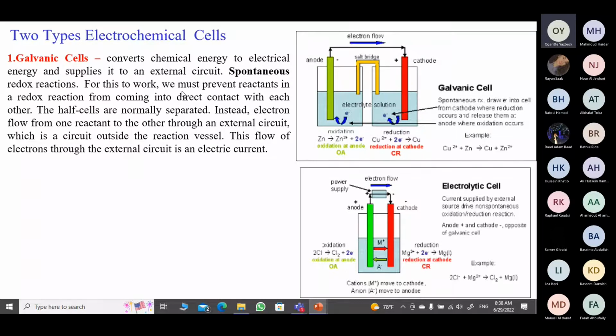To do work, we must prevent reactants in the redox reaction from coming into direct contact with each other. Here we have reactants, and here we have reactants and or products, and they are never in contact with each other. Only the electrons are flowing from one side to the other. The half cells are normally separated. Instead, electrons flow from one reactant to another through an external circuit, which is a circuit outside the reaction vessel. This flow of electrons through the electrical circuit is an electrical current. And the electrons don't go inside the solution, guys, ever.